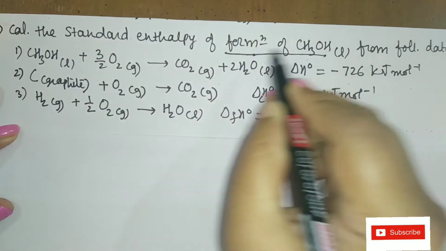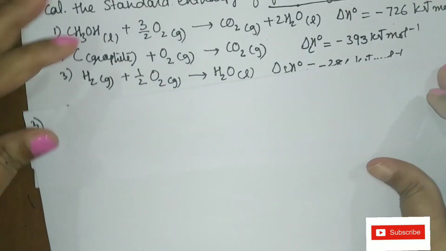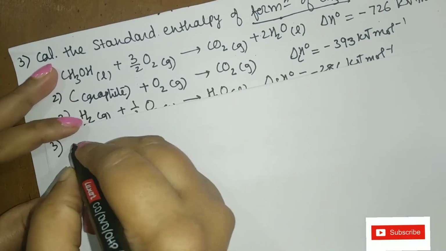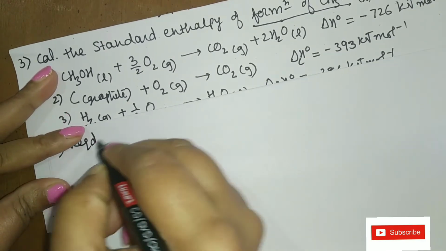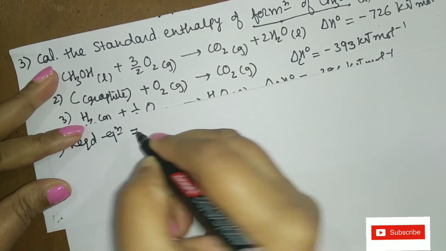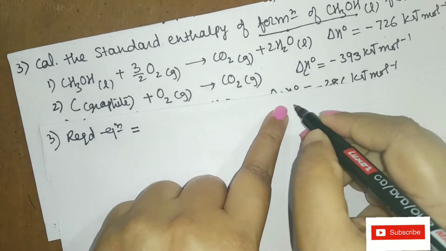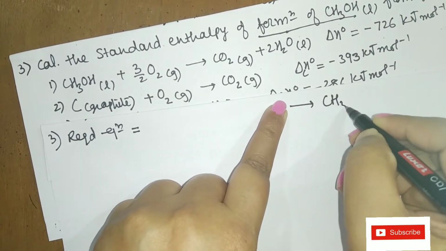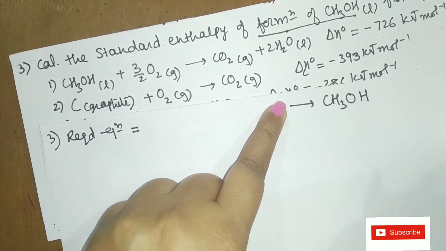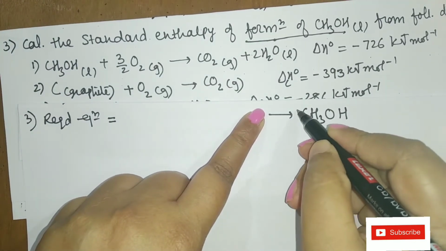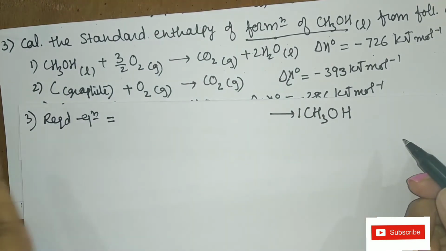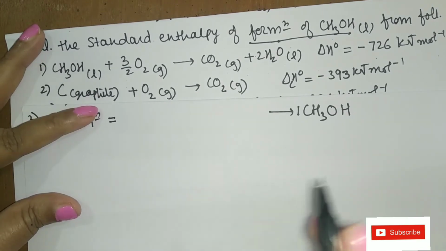The equation will be formation of methanol. So let us write the required equation first. So what is the required equation? It is formation of methanol. So I must write methanol on the product side. Now as they said it is formation of methanol, I must keep 1 mole of methanol and then I will balance the equation. So let us write the reactants now.